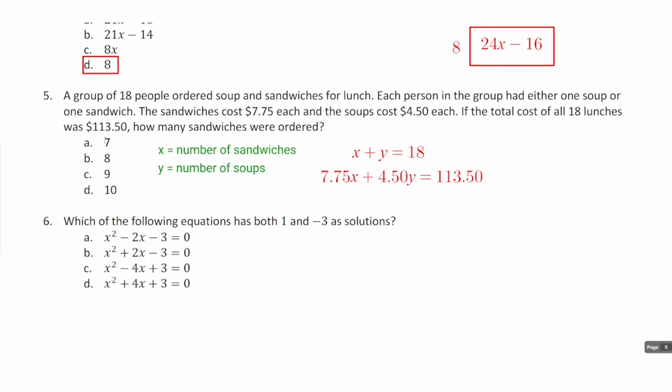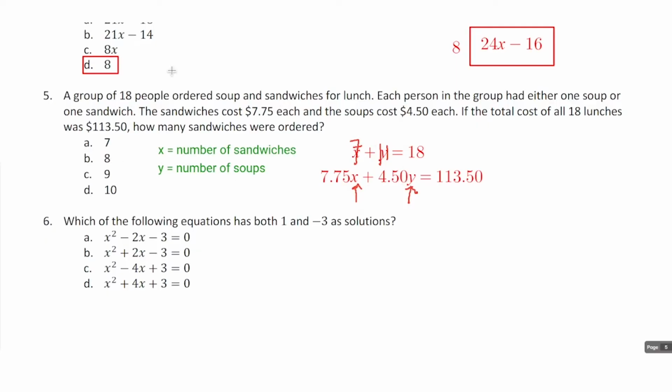So let's start with 7. If 7 was the number of sandwiches that were ordered, then we could plug in 7 right here to figure out how many soups there would be. So 18 minus 7 would be 11. 7 plus 11 is 18. And basically what I want to check here is to see if 7 and 11 work in this second equation. If they do, then I've got my answer. If they don't, I'll go back and try the next one.